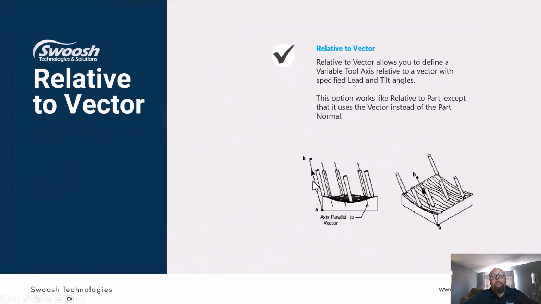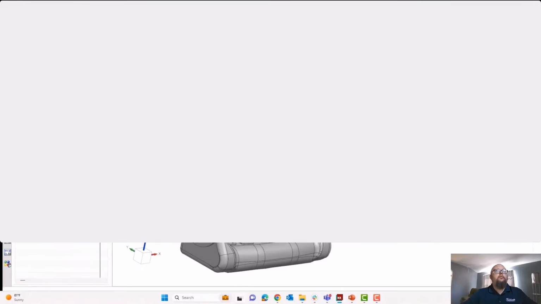Relative to vector is an operation, or a method, that I think is underutilized. I don't see a lot of customers using this method, and I think it goes to show that maybe it's a little bit misunderstood what the intent of this is. So again, let's jump into NX.